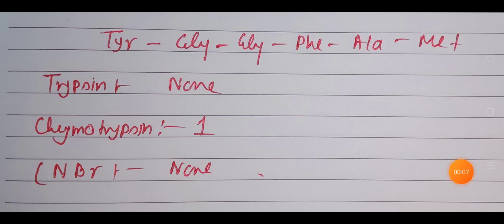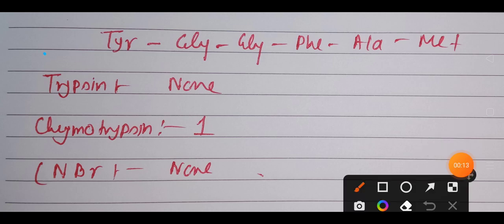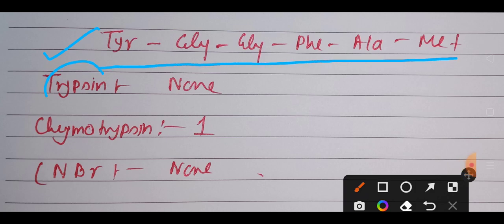Welcome back in another video tutorial where we are going to solve some problems from our protein chapter. This is the first problem, where they are telling us that this is a peptide sequence and we have to clip it with trypsin, chymotrypsin, and CNBr, that is cyanogen bromide. And they are telling us to find out the number of peptide bonds which will be cleaved, right?